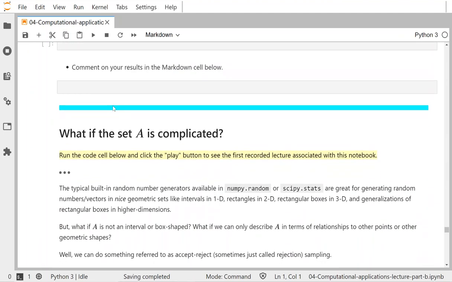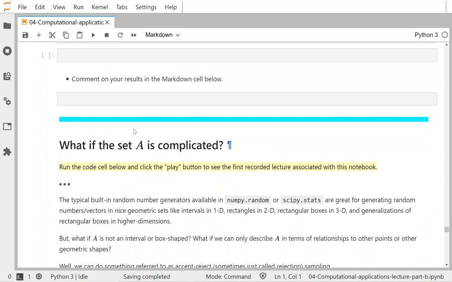And then we get to what happens if the set A is complicated. So I'm going to make another shorter video for this part of the lecture notebook, and that will be the last one for the integration notebook part B lecture notebook of the fourth module for this class. Thanks for listening, and I'll talk to you in the next video.